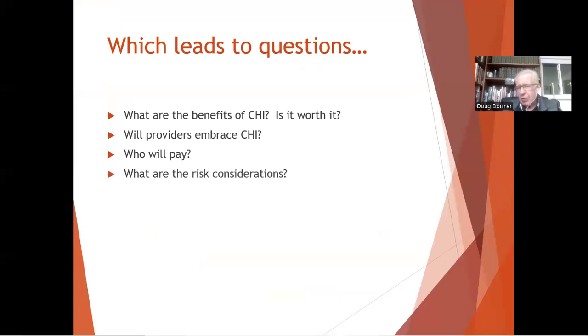Which then will barely be ahead of the critical question, what are the risks for providers of trying to incorporate consumer health informatics in their practice? A significant part of our discussion will revolve around understanding those risks. Then we'll be spending earlier rather than later an interesting discussion about the relationship between consumer health informatics and evidence-based practice.